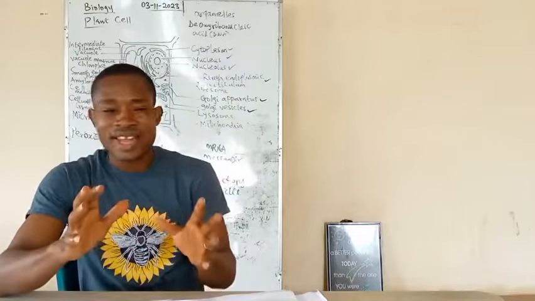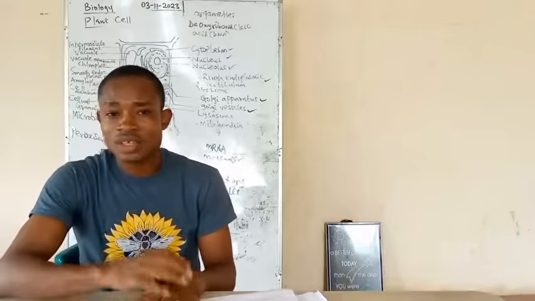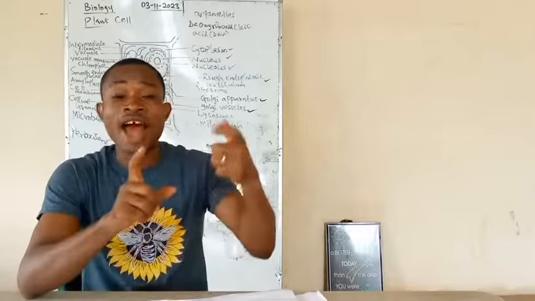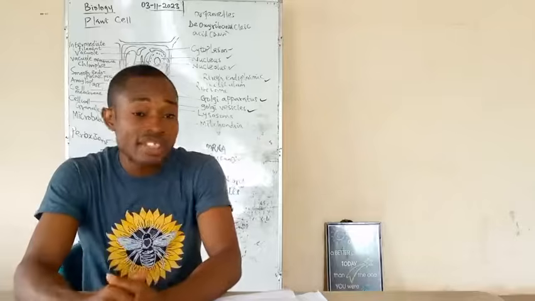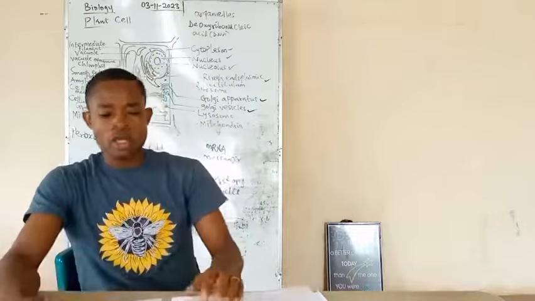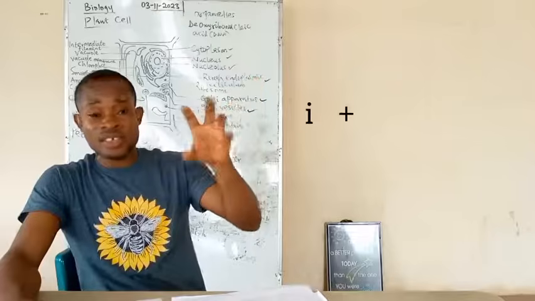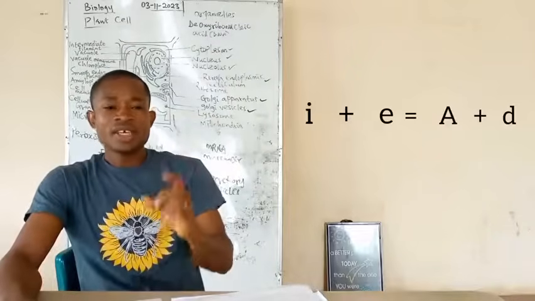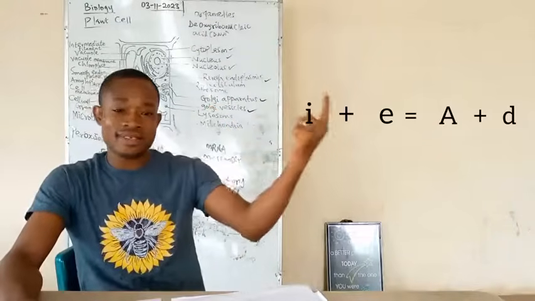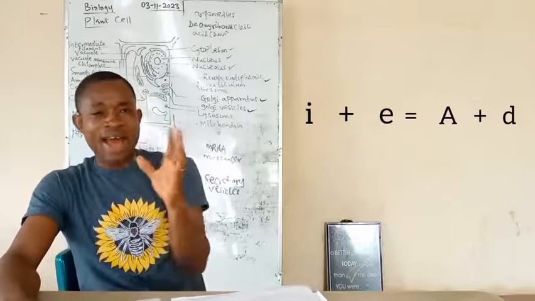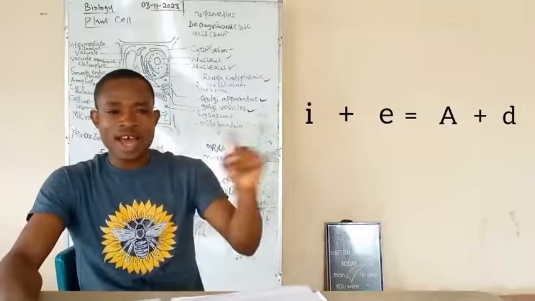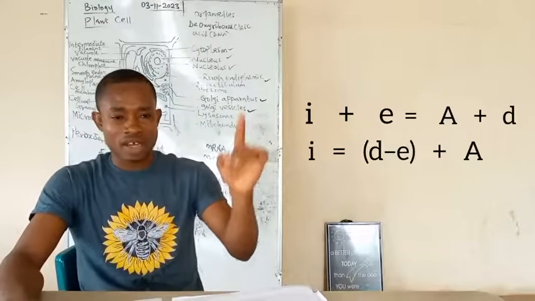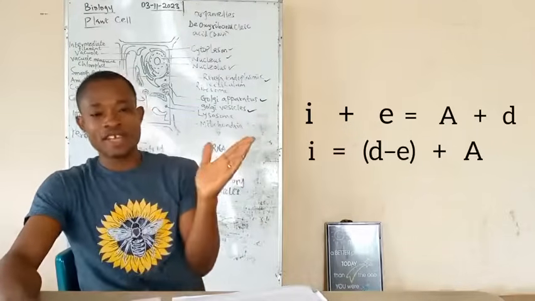But I would like to state that this graph is a positive graph because the experimental theory guiding this particular experiment, for which I plotted I against D minus E, follows the equation I plus E, that is incidence angle plus emergence angle, equal to A plus D. Since I'm plotting I against D minus E, it means that I need to make I the subject of the formula. And of course, making I the subject of the formula, I have that I is equal to bracket D minus E close, then plus A. You can see the equation there.